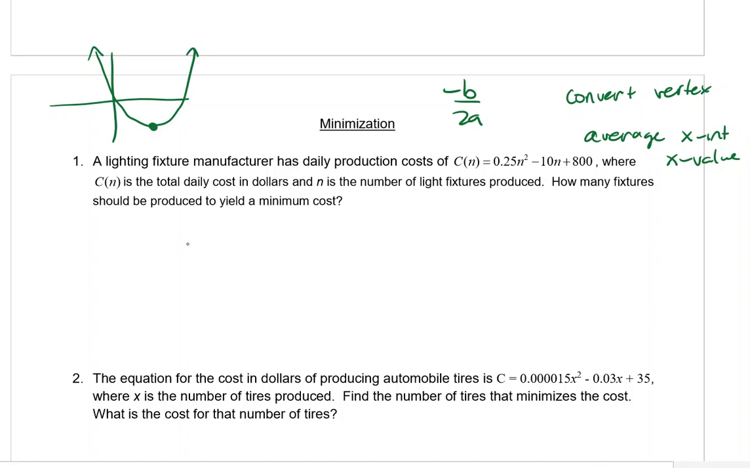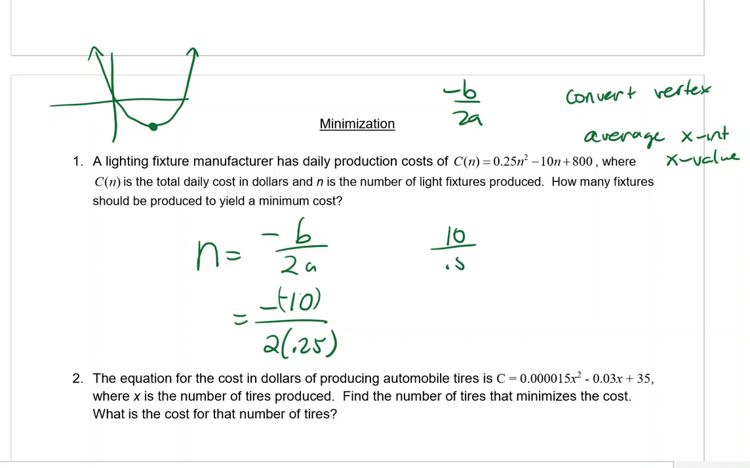This time I'm going to use n equals negative b over 2a. So negative negative 10, over 2 times 0.25. So I have positive 10 over 0.5, which will be 20. So this is 20 light fixtures for that minimum.